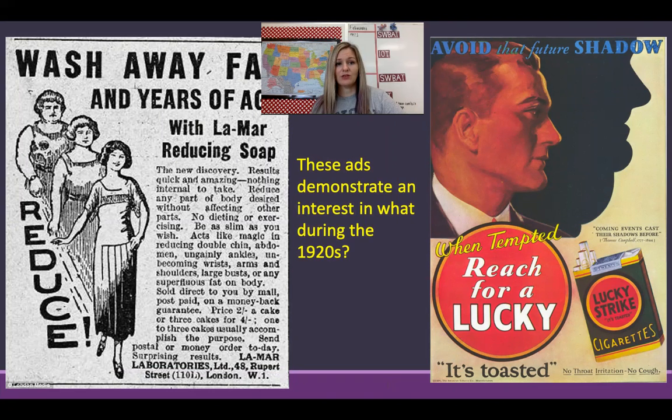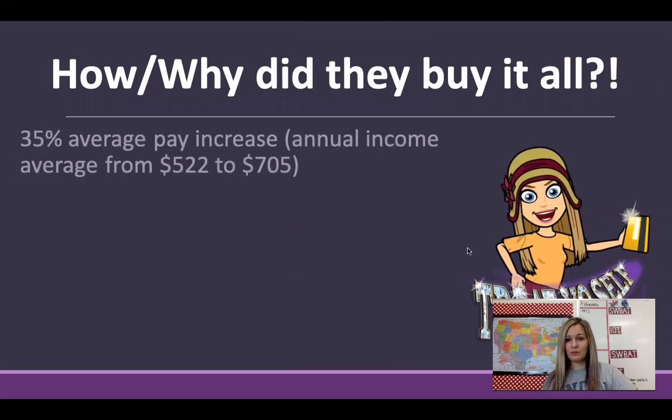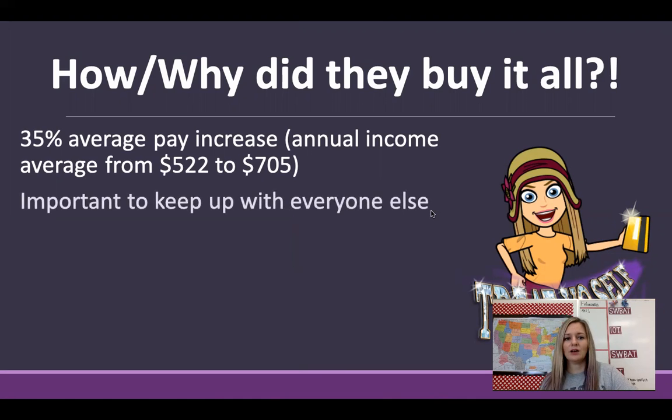It really starts to take front and center stage at this time. So when people are going out and buying it, because the economy is doing so well, they were able to make these purchases. There was about a 35% average pay increase that took place. The annual income average rose from 522 to 705, which doesn't sound like a lot now, but back then that was a lot of money.